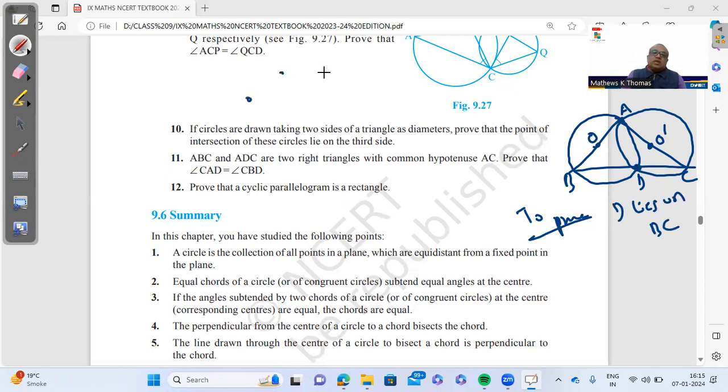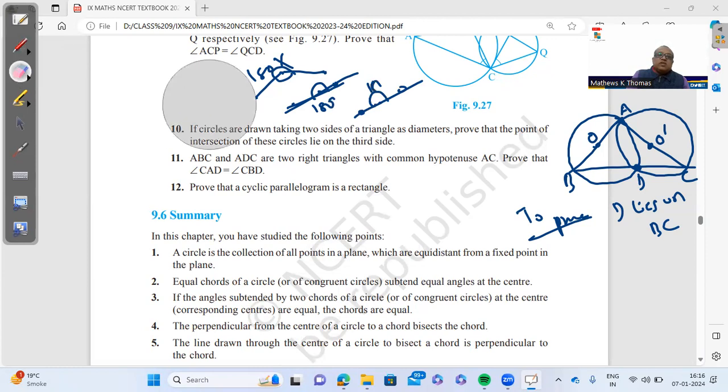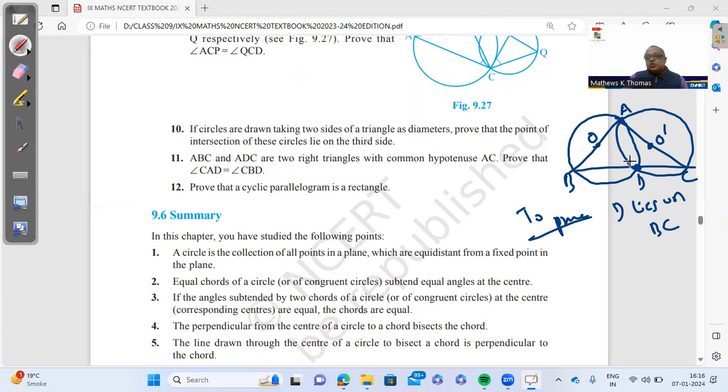Now to prove that a point lies on a line, I need to prove that the points are collinear. What are collinear points? Points which lie on the same line. The angle will always be 180. If they are not collinear, it will not be 180; it will be more than or less than 180. If the angle is 180 when I join the points, it indicates collinear points, or a straight line. So if I am able to prove that this angle is 180, then I can say this point D lies on BC. For that, I will join AD. Construction: join AD.